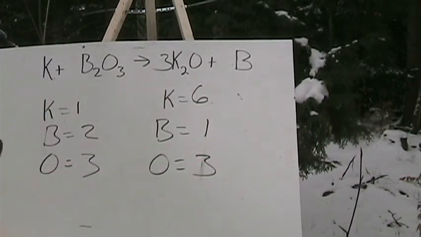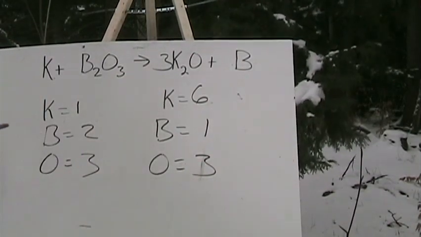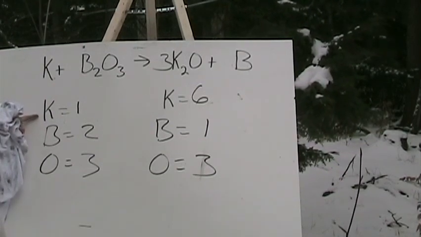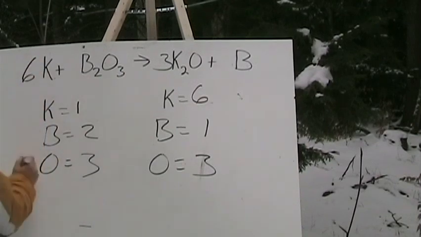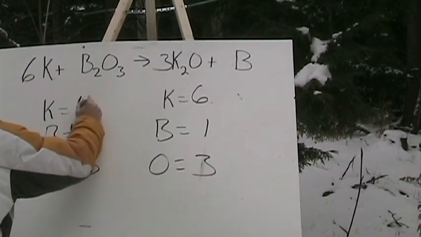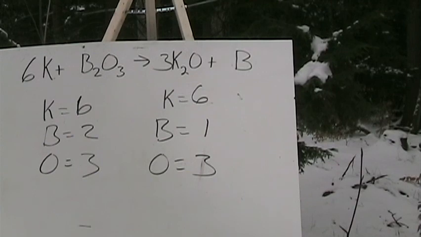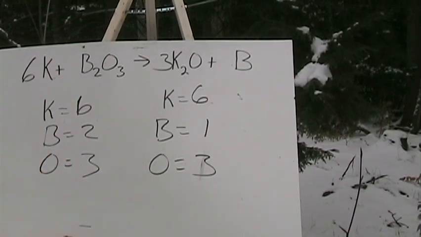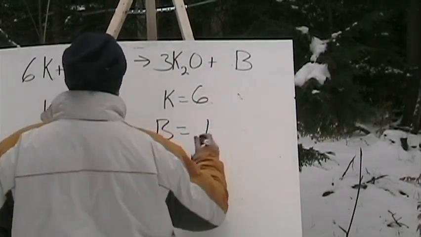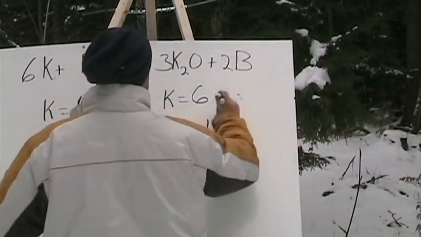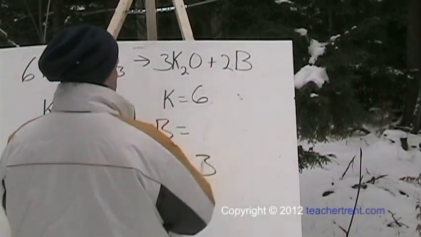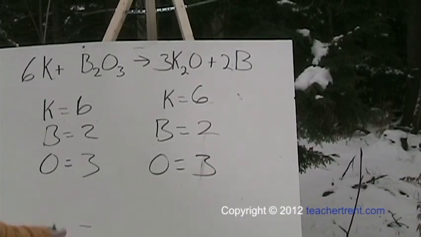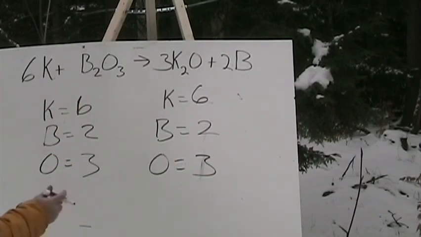Now, let me see here. K's aren't balanced. Is it really that easy? All that I have to do is put a 6 here for the K. Yes, it is. 6 here, that changes this number to a 6. And then bromines, we need 2 on the other side there. Score. All right. Two times 1 is 2 for bromines. Balanced equation. Yay. Next one.